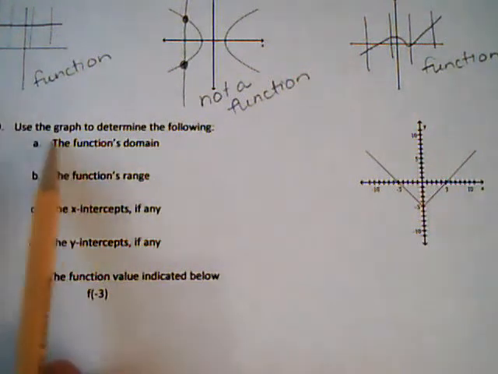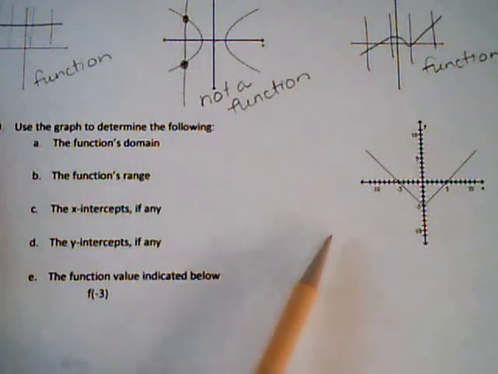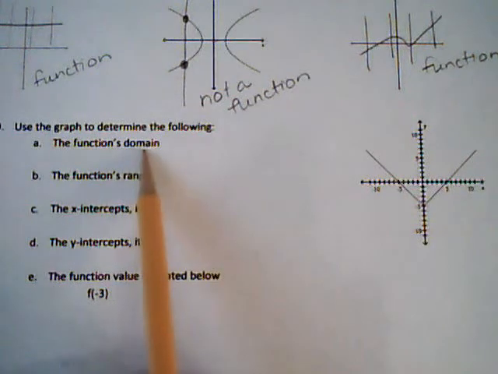Number 9 says to use the graph to determine the following. Part A, the function's domain. Okay, sometimes you're going to be given the graph instead of the list of ordered pairs. So remember we said the domain is the set of all the x values.